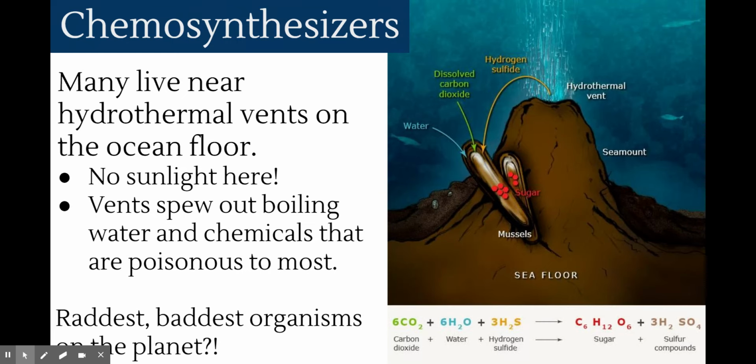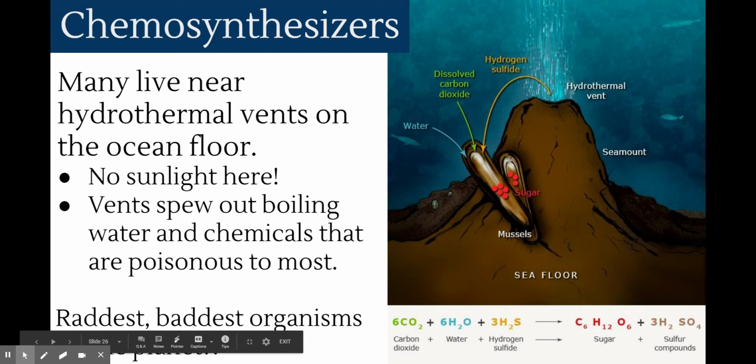So they take in chemicals that are being spewed out of these hydrothermal vents, and they break those chemicals down and use that to make sugars. And you can kind of see that in this equation that's down at the bottom of the page here, where it looks very similar to photosynthesis, except that on the left-hand side here, we've got 6 carbon dioxide, that looks familiar, 6 water, that looks familiar, but instead of sunlight, we've got hydrogen sulfide.